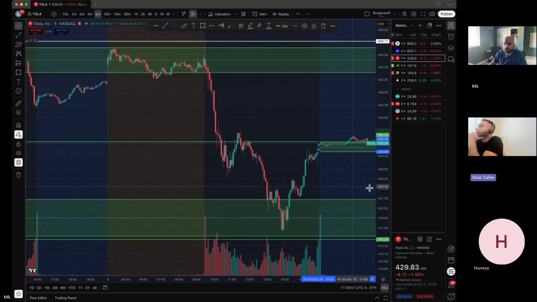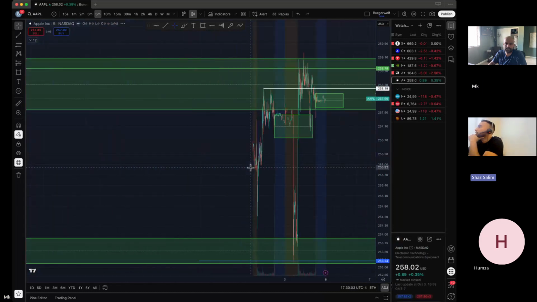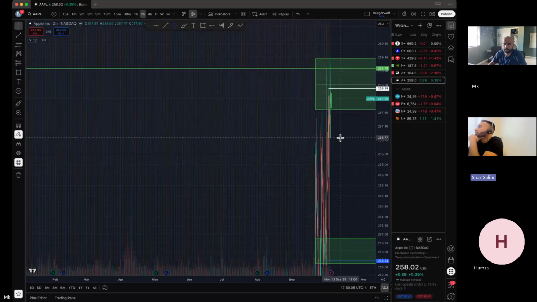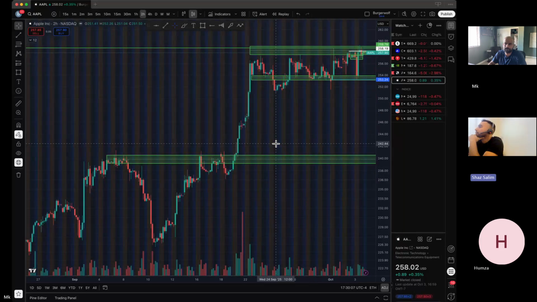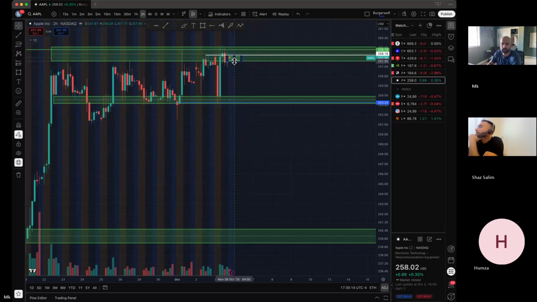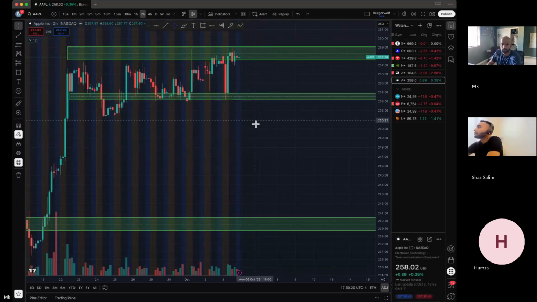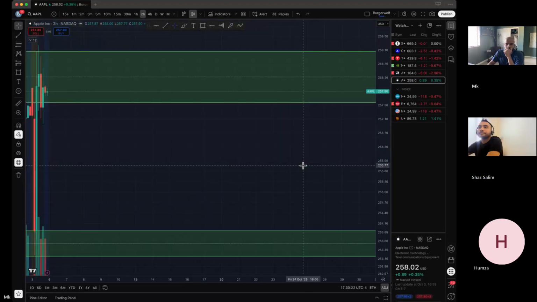So what are your supply and demand zones on Apple? Because this is the next breakout trade that I'm interested in, similar to Nvidia. So I know I have one strong resistance line at 260.10. Or 260, yeah. So this is what I got.